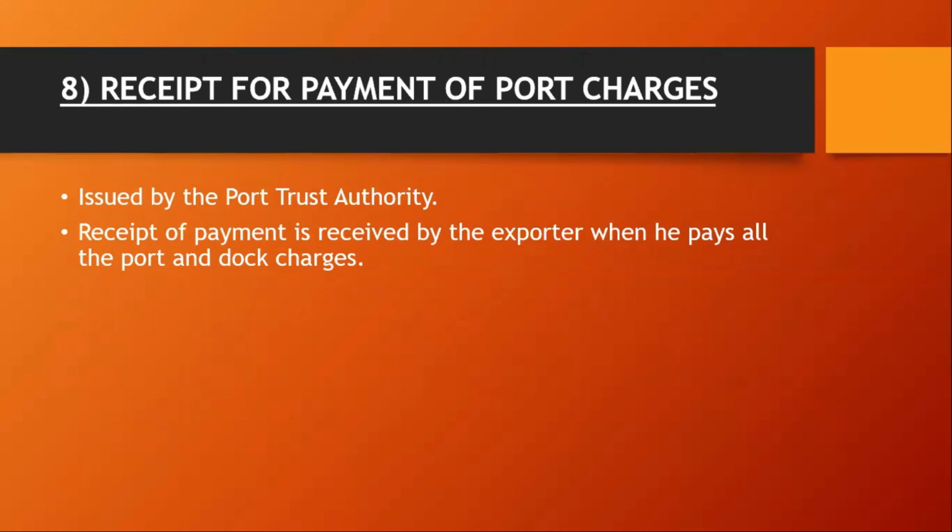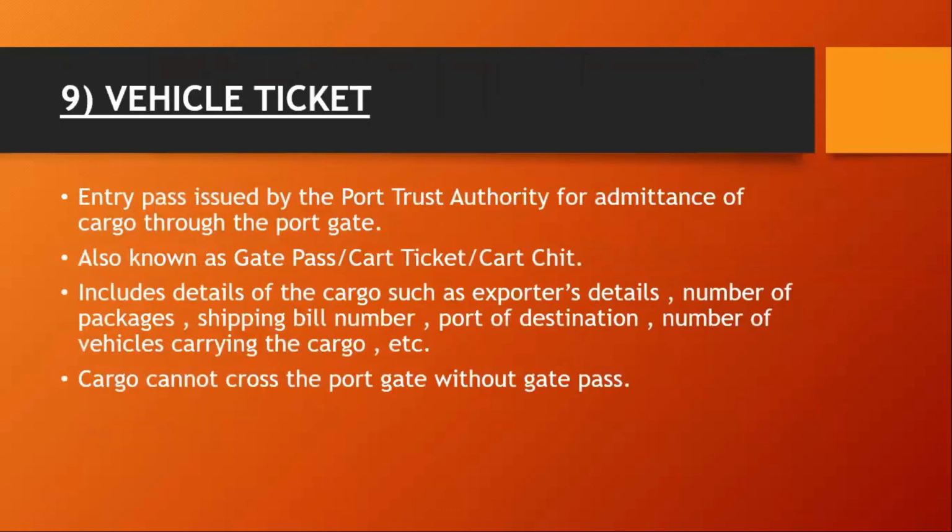Coming on to the next, we have Vehicle Ticket. It is the entry pass required by the Port Trust Authority for admittance of cargo through the port gate. It is also known as Gate Pass or Cart Ticket or Cart Sheet. It includes details of cargo such as exporter's name, number of packages, shipping bill number, port of destination, number of vehicles carrying the cargo. The cargo cannot cross the port gate without showing this ticket.